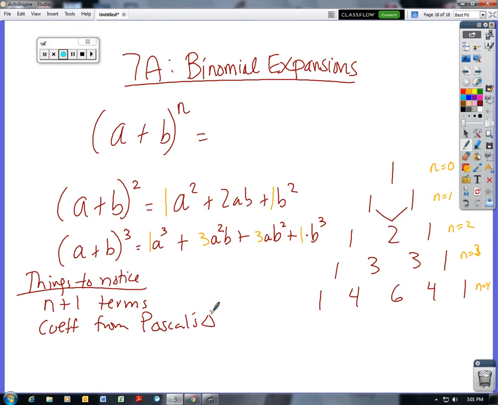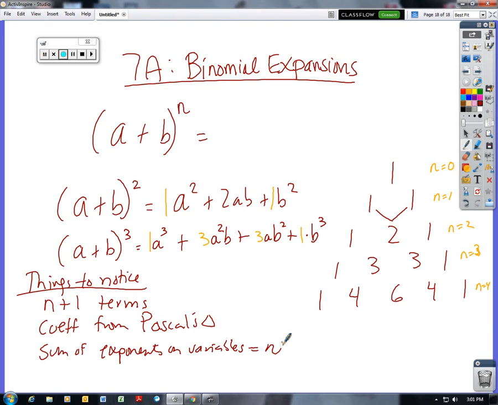I had some other stuff written down here. Oh yeah, another interesting thing is if you took any given term and added the powers on the variables, so 2 plus 1 would be 3, 1 plus 2 would be 3, they're always going to add up to n. So the sum of the exponents on the variables is n. Okay, that's pretty much it.